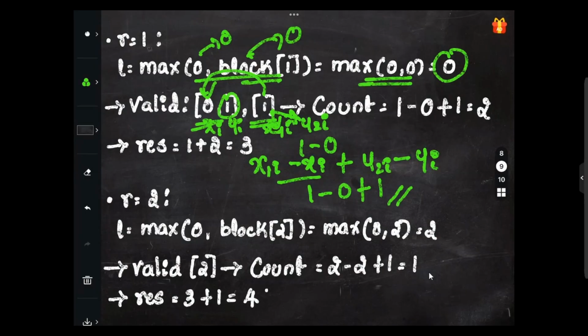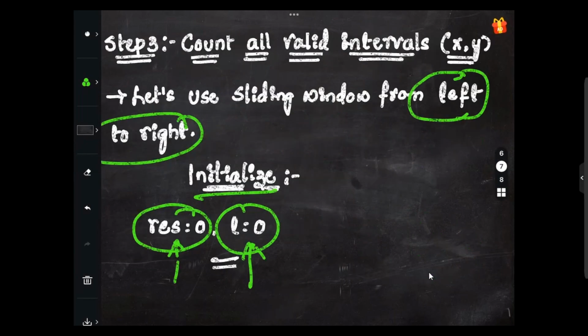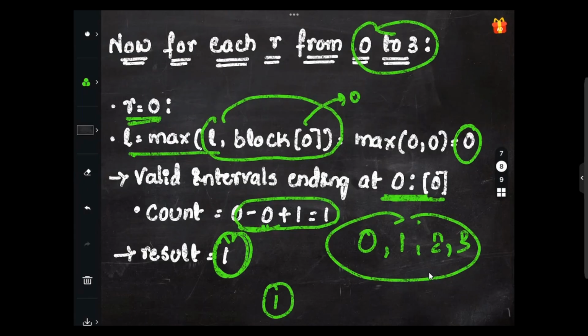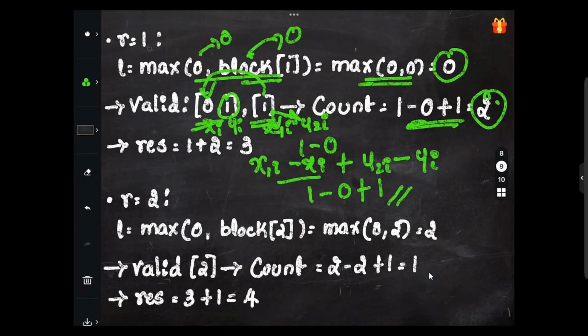So 1 plus 2 we will get. The count value we will get is 2. The result is from this one, 1 plus 2, right? For r we have 1, so this will be 1 plus count, 1 plus 2, which will be 3.